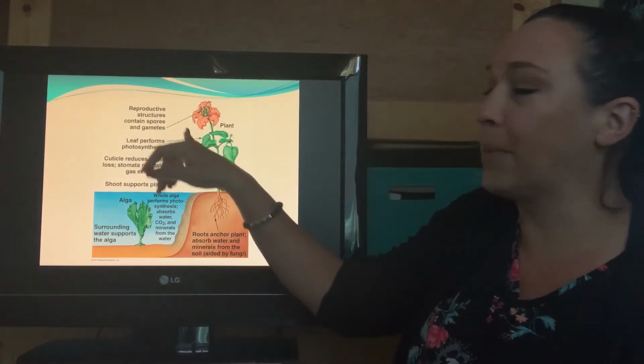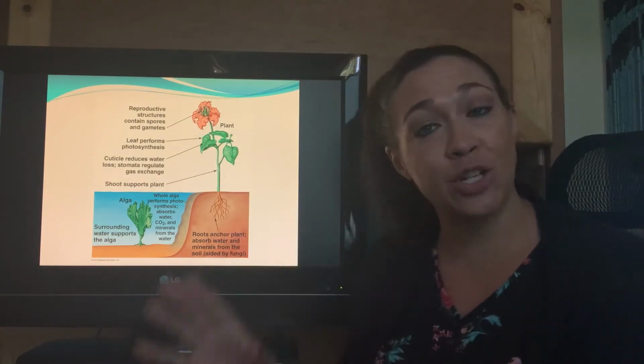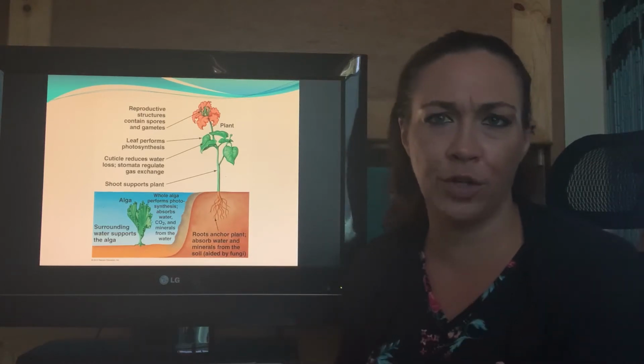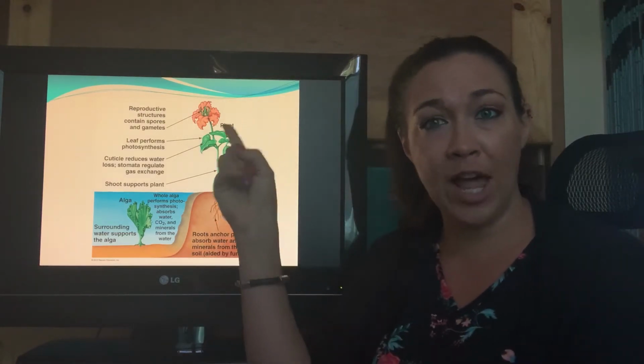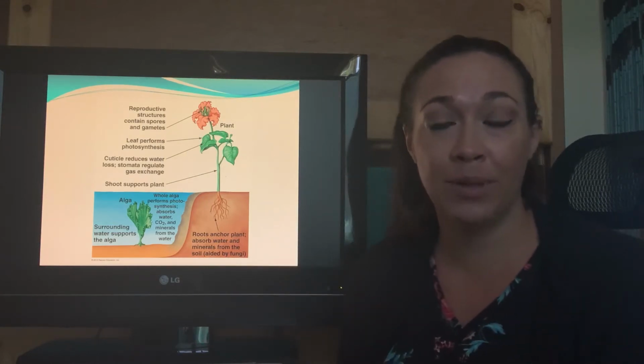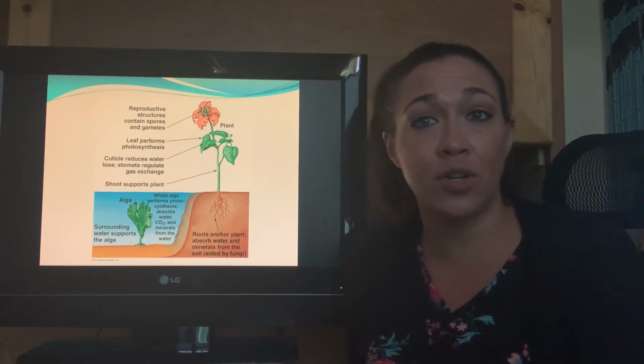The flowers up here. Now remember, not all plants have flowers. Those are just the angiosperms, not the gymnosperms, not the bryophytes. We're going to learn all about the different groups of plants. But if you see a flower, you know for a fact it has to be an angiosperm, a true flowering plant. Now if you do see a flower, this is the reproductive structure.